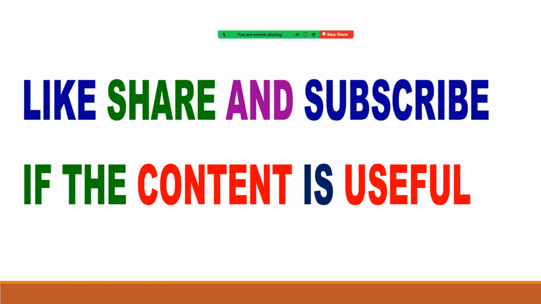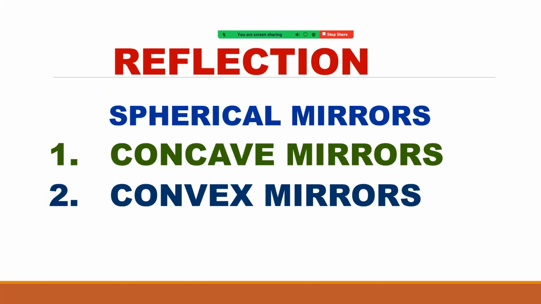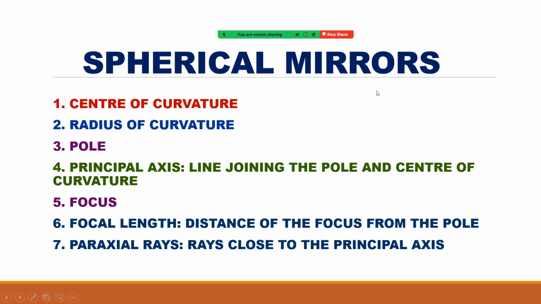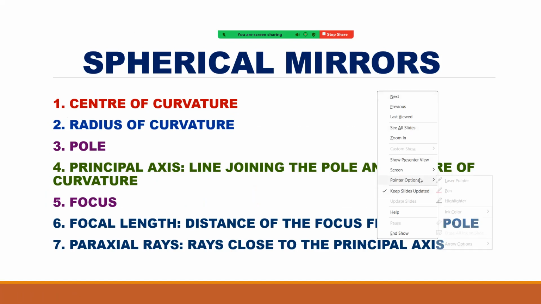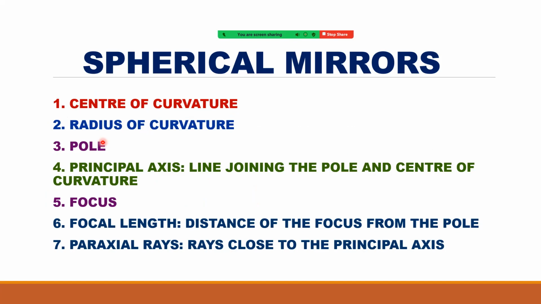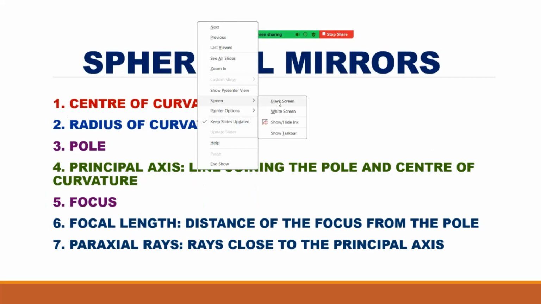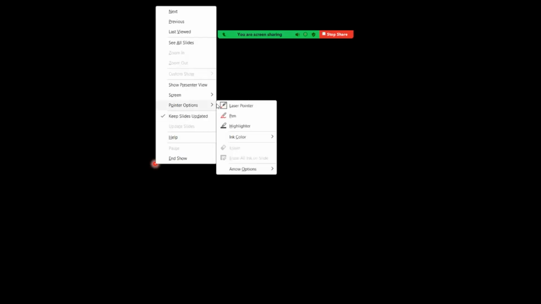Hi students. In the last lecture, I discussed spherical mirrors, and in that we learned center of curvature, radius of curvature, pole, principal axis, focus, focal length, and paraxial rays. Okay, let us now continue. So now in this, I am going to discuss sign convention.